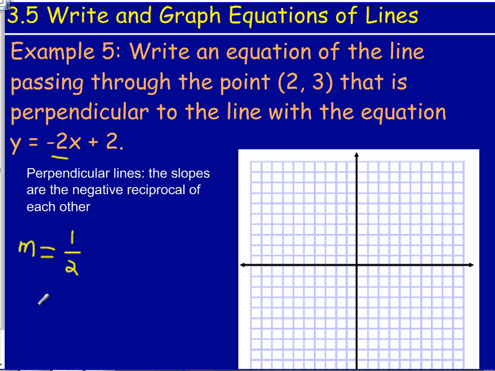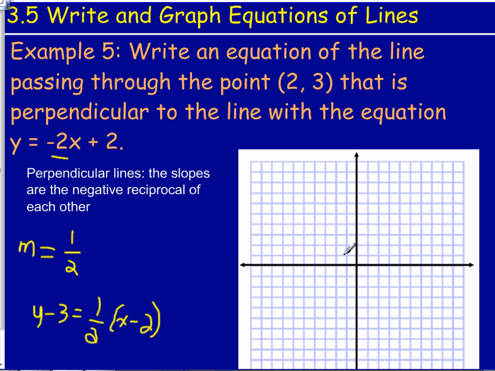So in my point-slope form, I can say y minus 3 equals 1/2 x minus 2. And there's my equation. So let's just graph this to make sure.